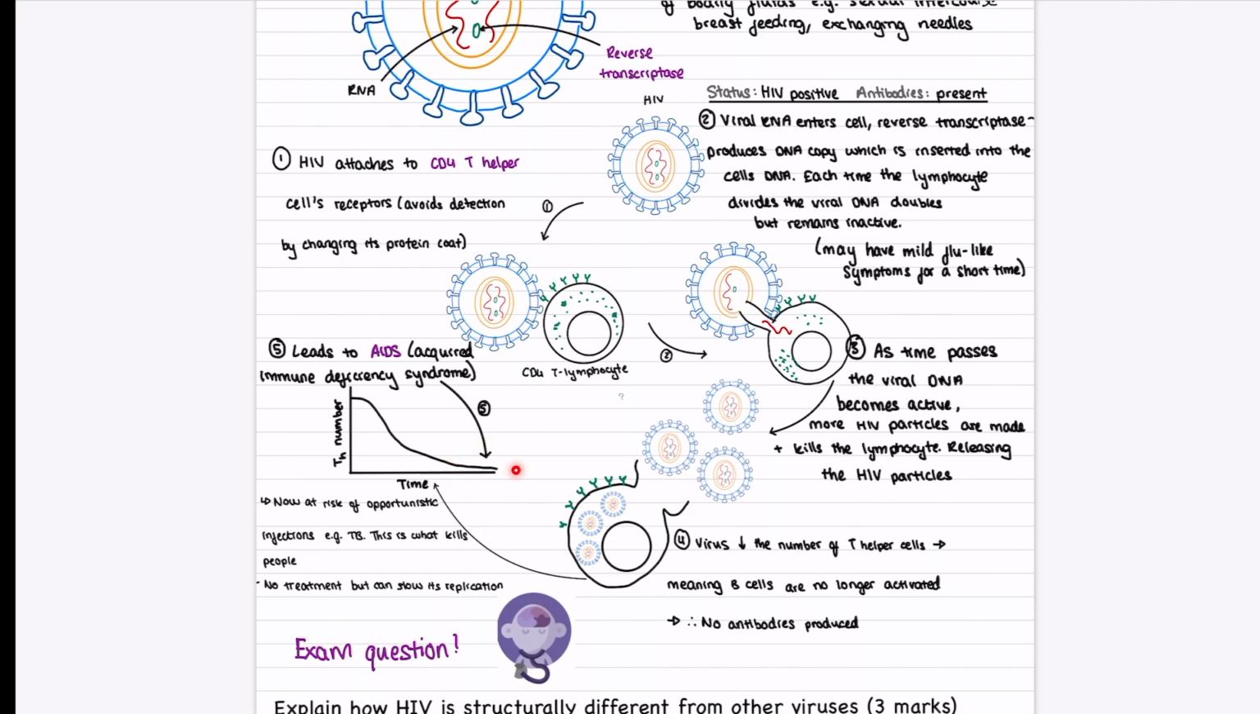Now, this person with AIDS is at risk of opportunistic infections such as TB. So, eventually, it is not the virus that kills people, it is that the virus is destroying the immune system, leading them to becoming more susceptible to infection, and that is what kills them. There is no treatment to get rid of the virus, but you can reduce the number of virus present, so that once the levels of the virus in your body are undetectable, you will no longer be able to pass the HIV virus on to other people.